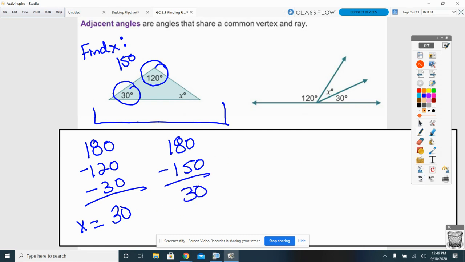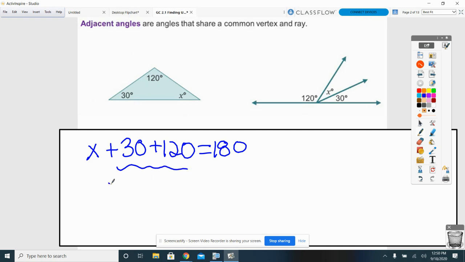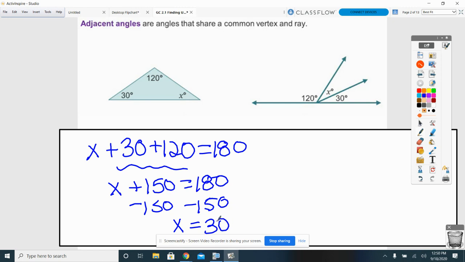And then there are a few kids who say angles add to 180, so they'll write an equation: x plus 30 plus 120 equals 180. They'll combine their like terms: x plus 150 equals 180. Subtract 150 and get 30. Either way it works. Like I said, not many kids set up the equation, but a few of you might want to do that. So when we have two angles of a triangle, we can always find the third.